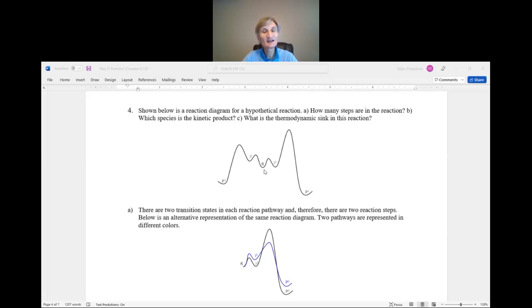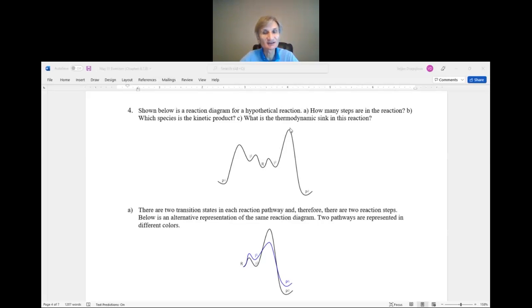So from this diagram you can see that there are two possible reaction pathways. The pathway to the right goes through intermediate 2 to product 2, and the pathway to the left goes through intermediate 1 to product 1. So how many steps are there? When you're counting steps, you're counting how many transition states there are, because each transition state represents one step. So you're looking at how many local maxima there are on a diagram. And so starting with reactant, there is one transition state, 2.